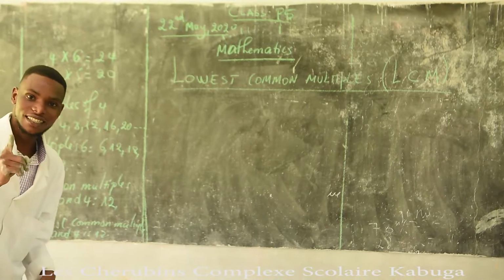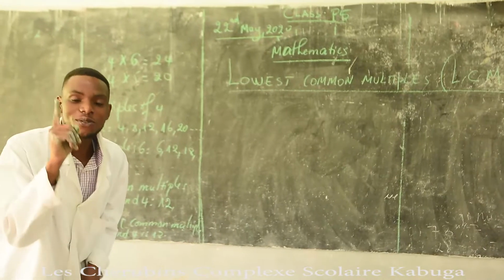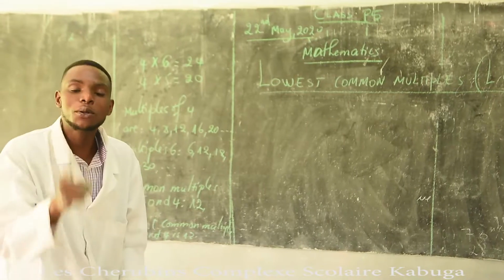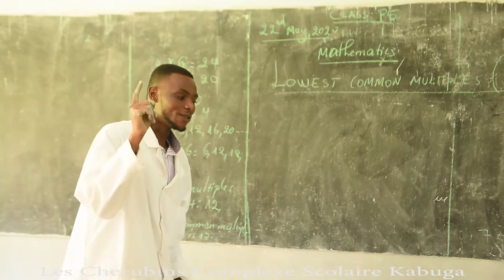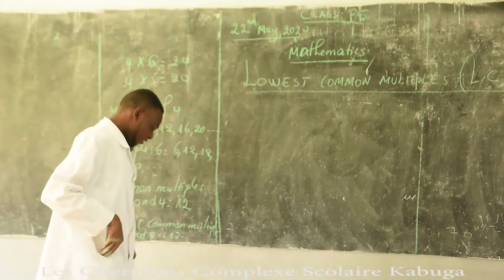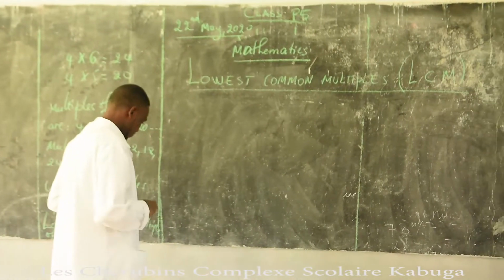By the end of this lesson, every student will be able to calculate lowest common multiples of numbers. Let's try to have here some examples.